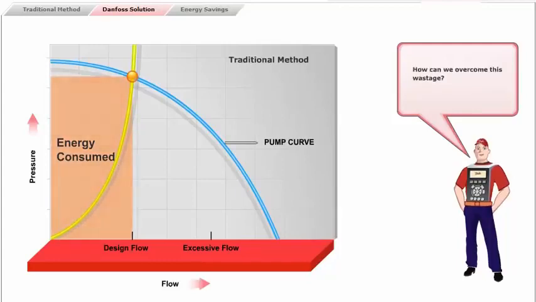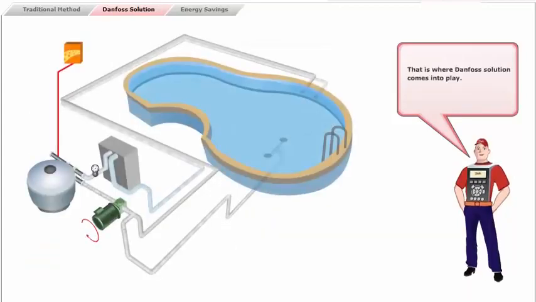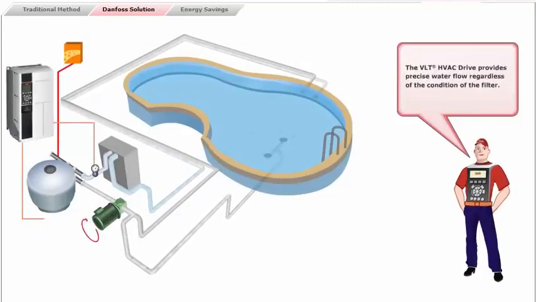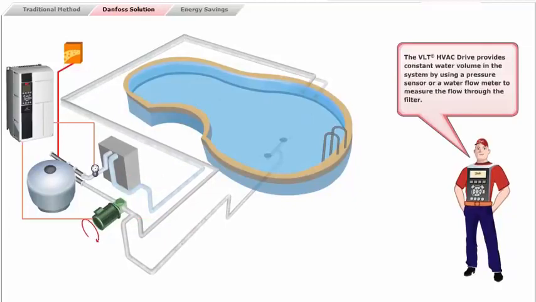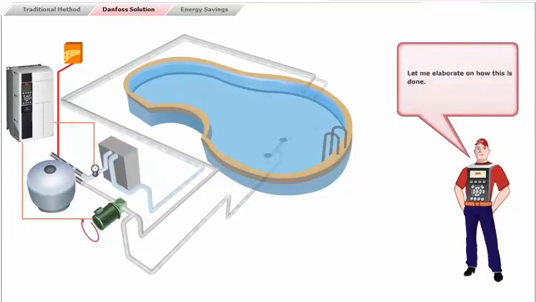How can we overcome this wastage? That is where the Danfoss solution comes into play. The VLT HVAC drive provides precise water flow, regardless of the condition of the filter. The VLT HVAC drive provides constant water volume in the system by using a pressure sensor or a water flow meter to measure the flow through the filter. Let me elaborate on how this is done.